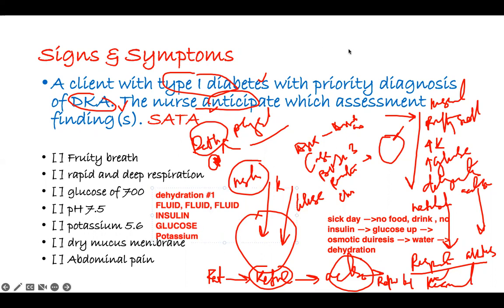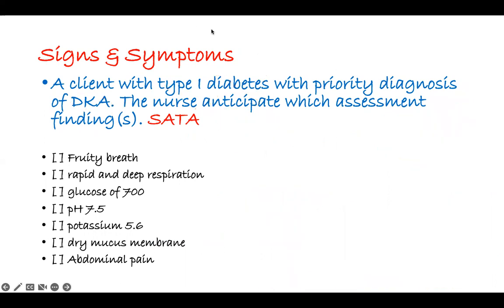So we're going to take this information to answer the question. Now that we know what happened, we take that information and compare. Fruity smell, expected. Rapid deep respiration, Kussmaul breathing. Glucose 700. Their glucose will never be 700. Why? Because your body will not let you build up that glucose since they don't have insulin. As soon as the body realizes that the glucose is going up, maybe up to 300, the body will get into recovery mode, start using ketones because they lack insulin.